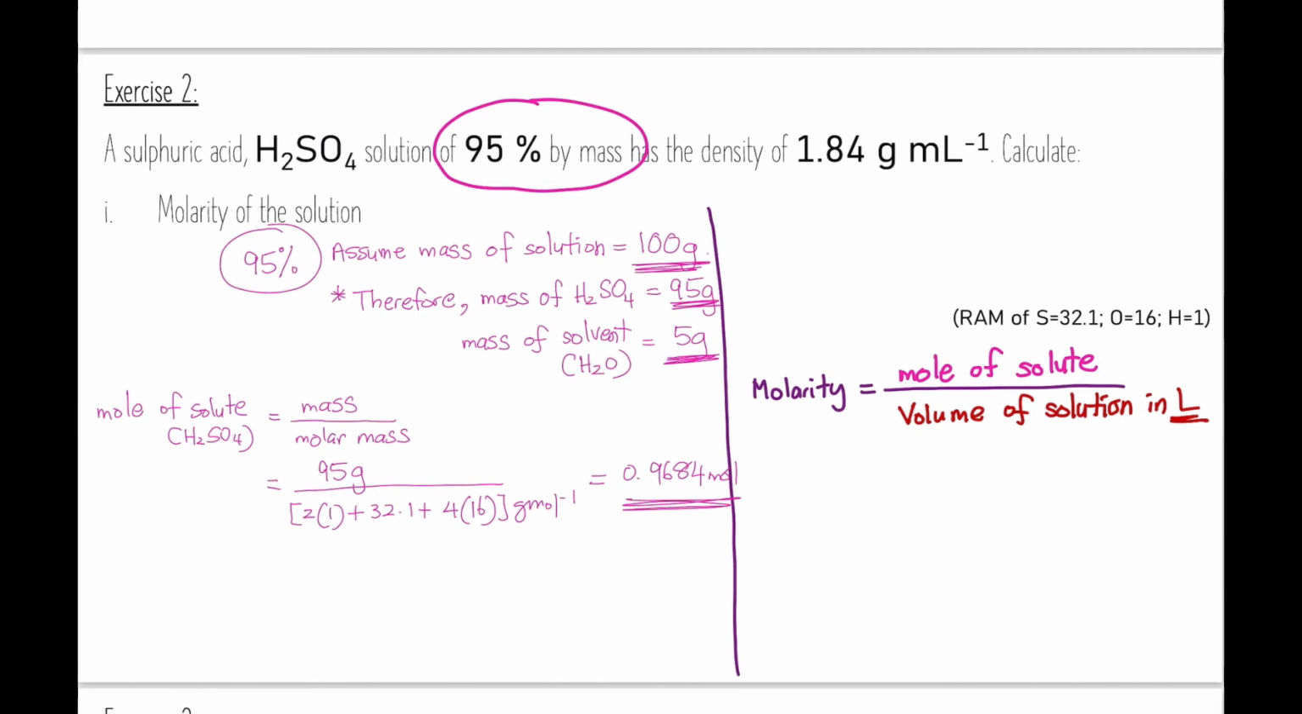Now, by using the density of solution, we can calculate the volume of solution.